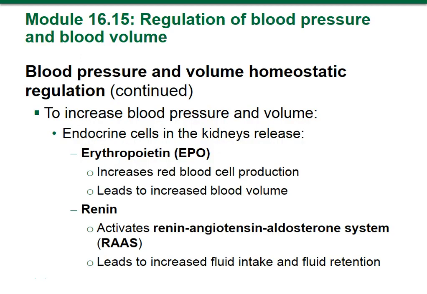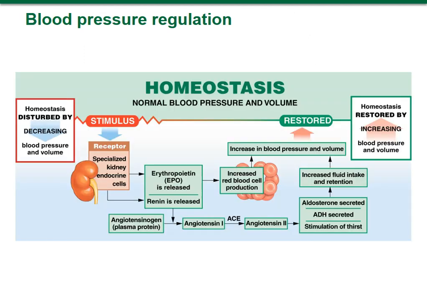Okay, let's look at the opposite. To increase blood pressure and volume, the endocrine cells in the kidneys will release erythropoietin, which increases the amount of red blood cells being produced. This is in the kidneys. Leads to increased blood volume. Renin activates the renin-angiotensin-aldosterone system, or we just call it the RAS, which increases fluid intake and fluid retention. Again, that's going to increase your blood pressure. Okay, so all these things together will help in increasing the blood pressure.